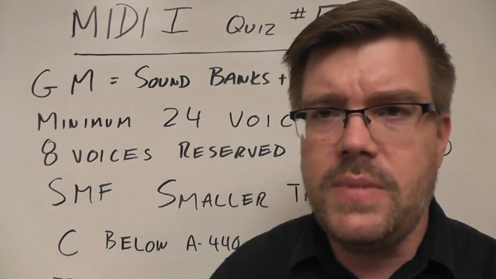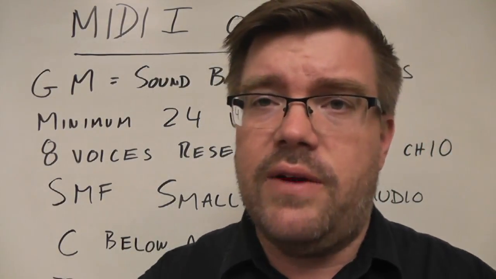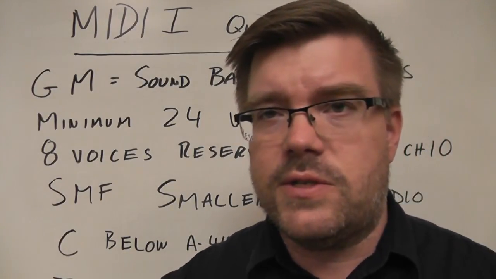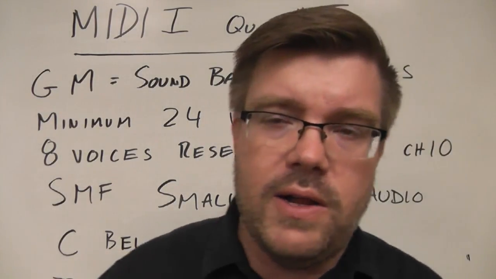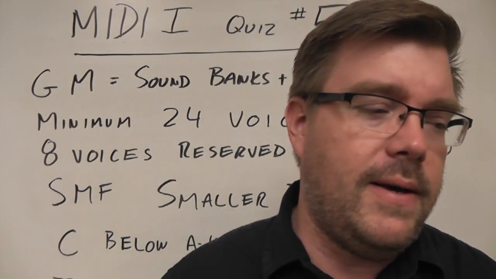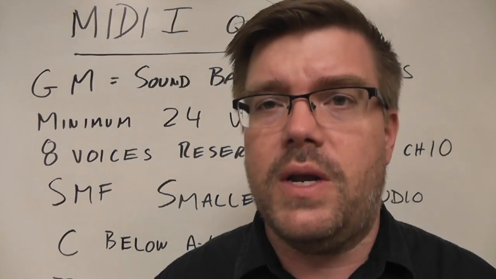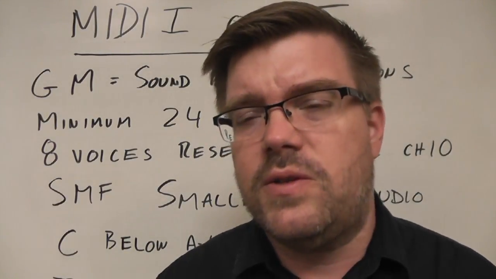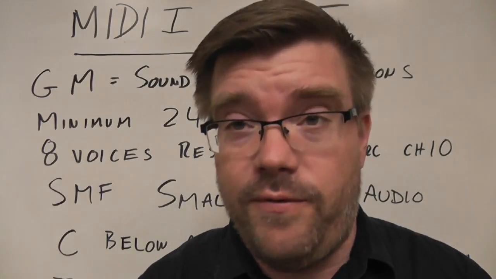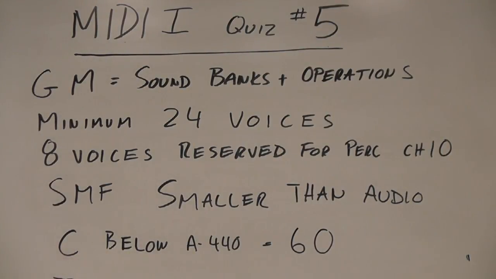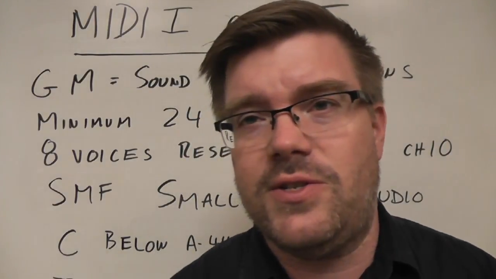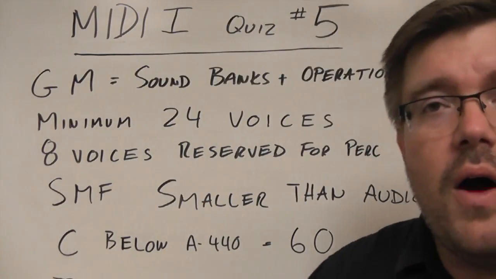The last thing we covered was that the notes on a keyboard are all assigned numbers. All of the C's are going to be multiples of 12. So the C below A440 is labeled number 60. If you need to figure out numbers from around there, that's a good place to start. An octave above is going to be 72, an octave below will be 48, etc. Good. All right, thank you very much.